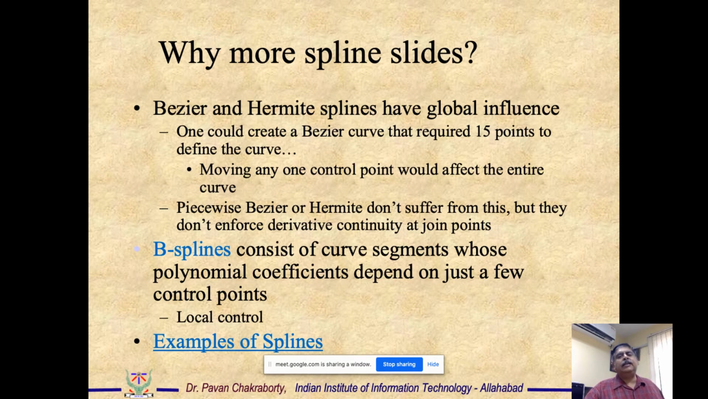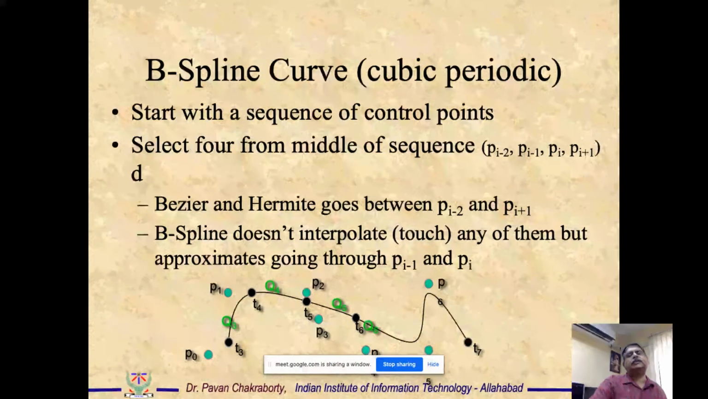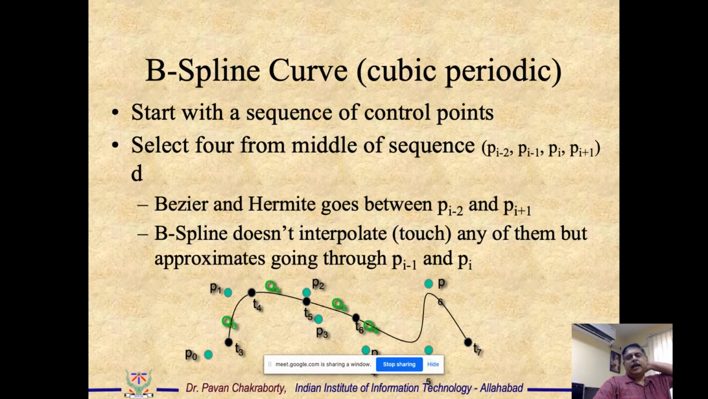Now, a B-spline consists of curve segments whose polynomial coefficients depend on a few control points. So now this brings us to the B-spline. B-spline is very intuitive. It is very easy to mold. It is much easier to do computation. So B-spline has been extensively used in movies to create special effects. If I would like to suddenly enlarge a portion of the human body, it can do that.